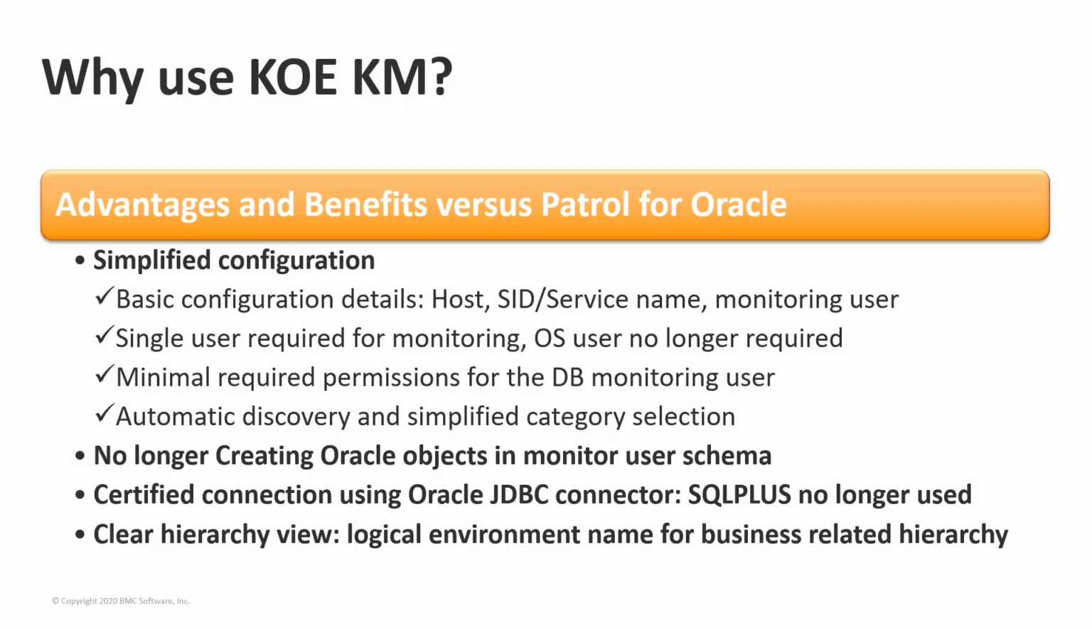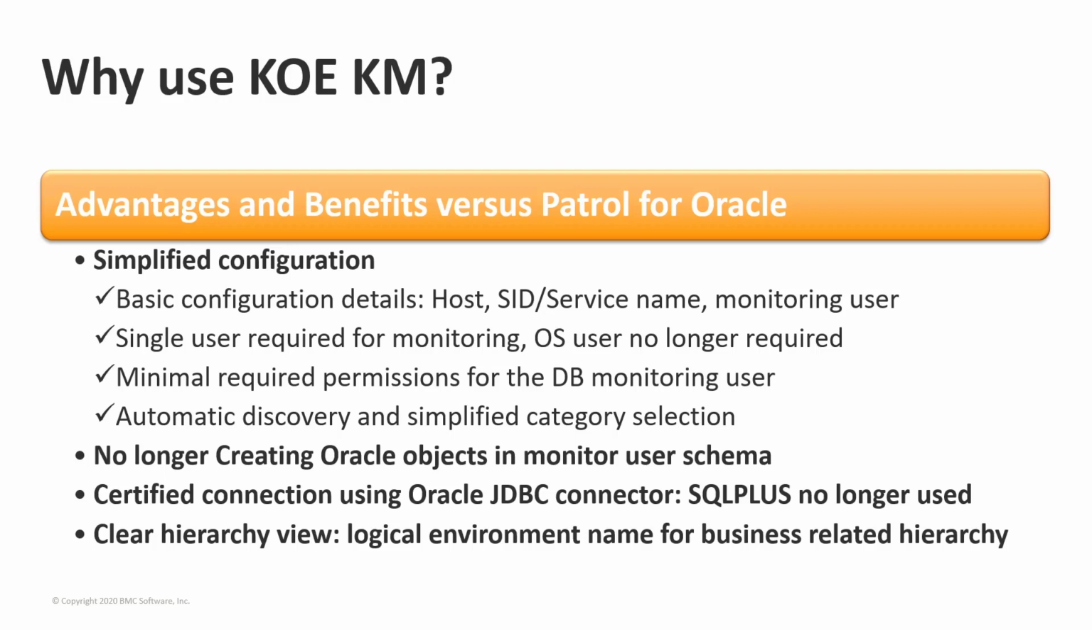You can use a logical environment name to have different business-related hierarchy trees, for example, QA and production environments. Each environment has its own Java backend collector, so you will not want to share the same Java process for QA and production databases. As a best practice, we recommend to isolate production databases within the same environment and use the Java backend collector for only those production databases.